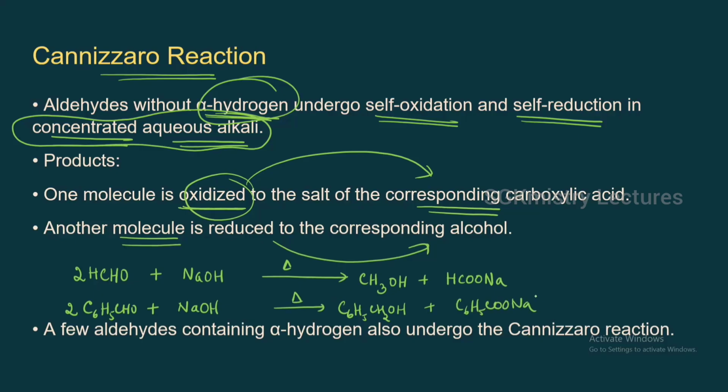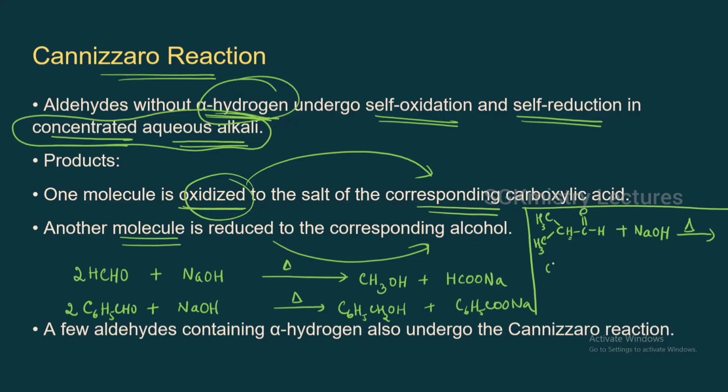Right? Now, there are a few aldehydes which have alpha hydrogen, but still they can show Cannizzaro reaction. Just write a reaction here itself. So, dimethyl acetaldehyde, (CH3)2CHCHO. So, there is an alpha hydrogen that is present here. It is very clear. Now, even though this particular aldehyde has an alpha hydrogen, in the presence of alkali and on heating, you're going to get the two products based on the Cannizzaro reaction.